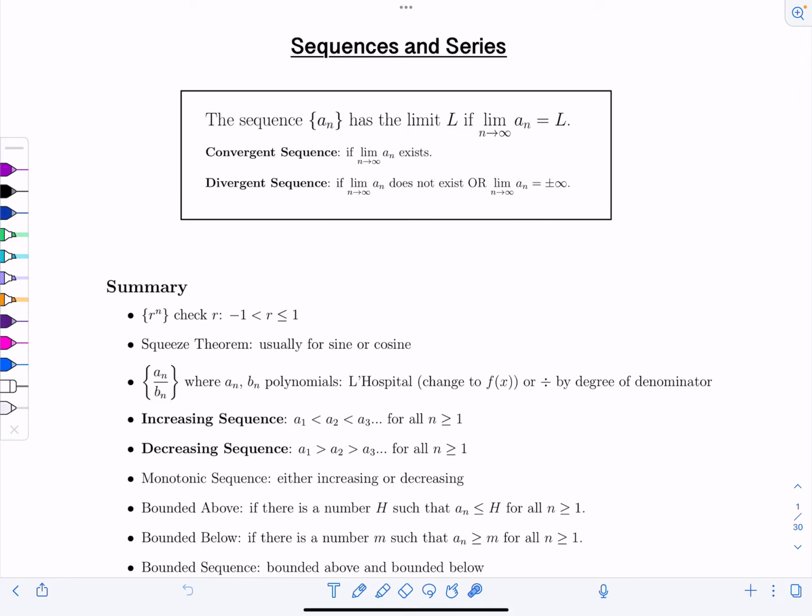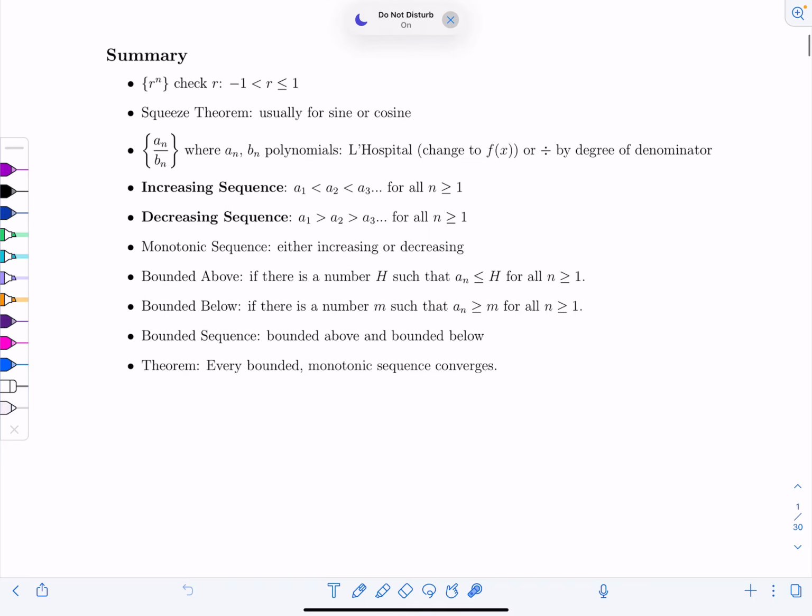A sequence is divergent if this limit doesn't exist or if it ends up being positive or negative infinity. So when you're asked to determine the convergence of a sequence, not a series, we're not talking about series yet, just a sequence, you take the limit as n goes to infinity, all right? And if you get a number, then it converges. That's the big thing.